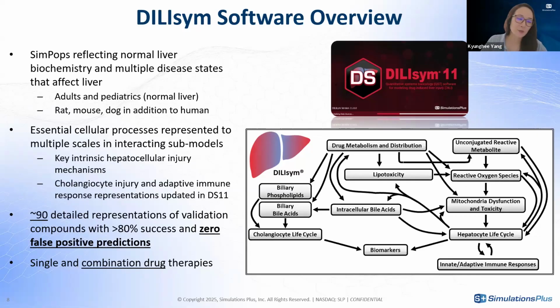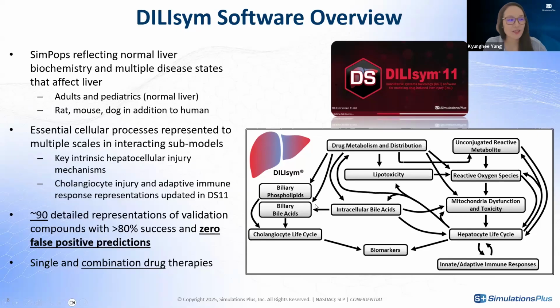So we have the full hepatocyte life cycle model for 3 zones, including injury and hepatocyte death via apoptosis and necrosis, but also regeneration is part of it. So it's a full dynamic model which can predict injury and also post-injury recovery. And it represents key intrinsic DILI mechanisms such as oxidative stress, mitochondrial dysfunction, and bile acid transporter inhibition.